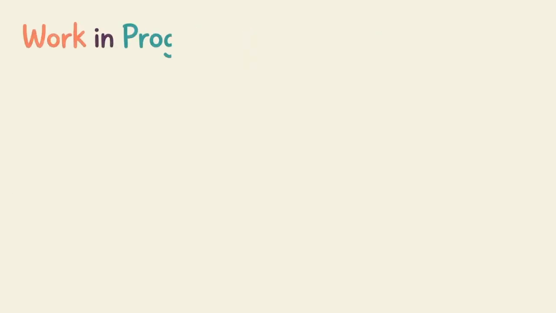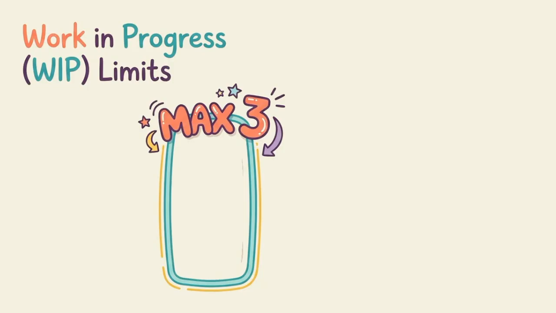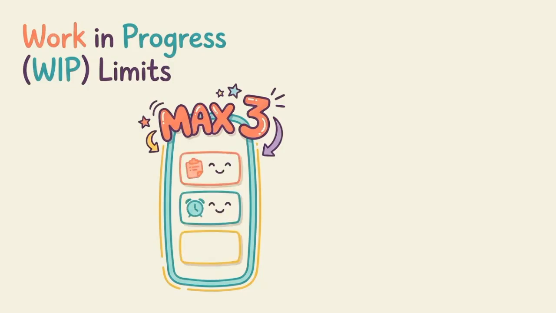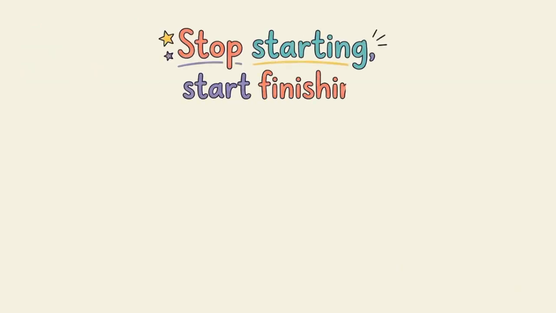One of the most important concepts in Kanban is work in progress limits, or WIP limits. A WIP limit sets the maximum number of cards allowed in a column at one time. When a limit is reached, the team does not start new work. Instead, they focus on finishing or unblocking existing work. This reduces multitasking and exposes bottlenecks. The mindset is simple: stop starting and start finishing.